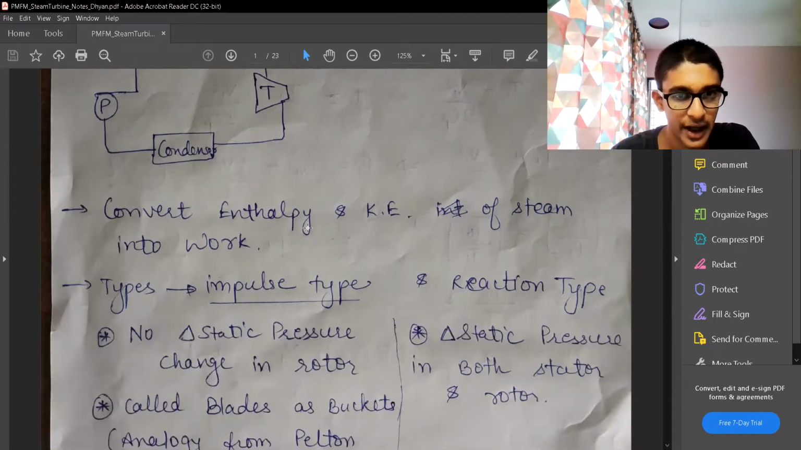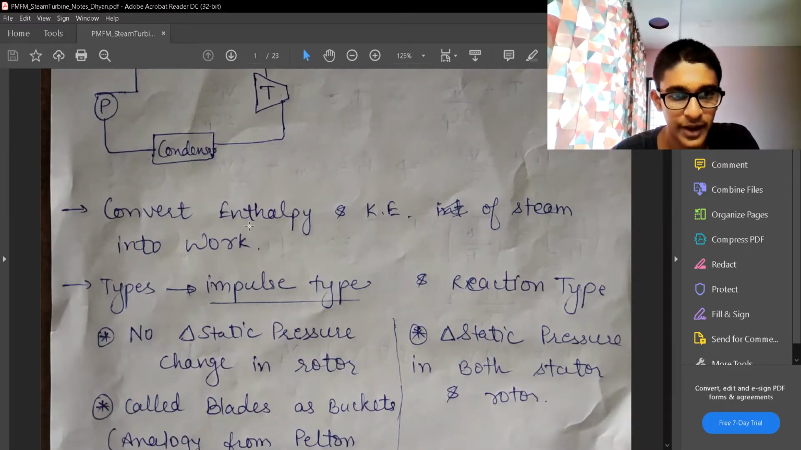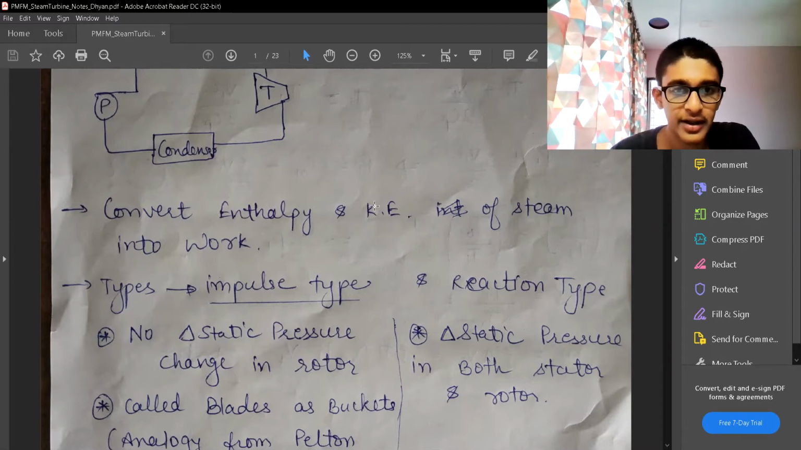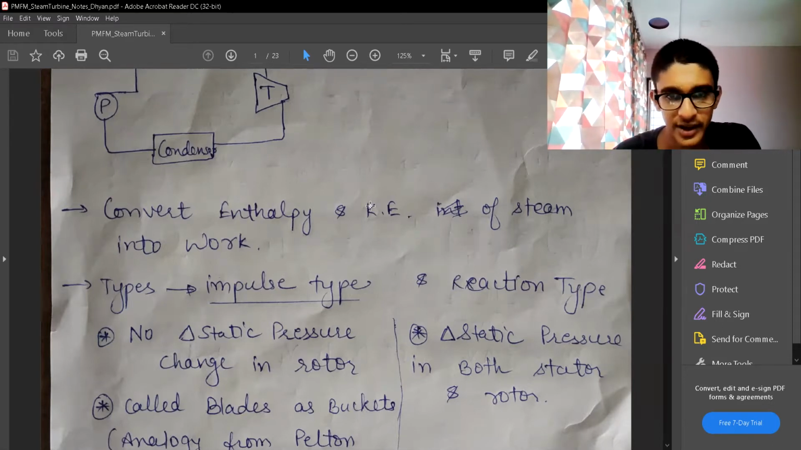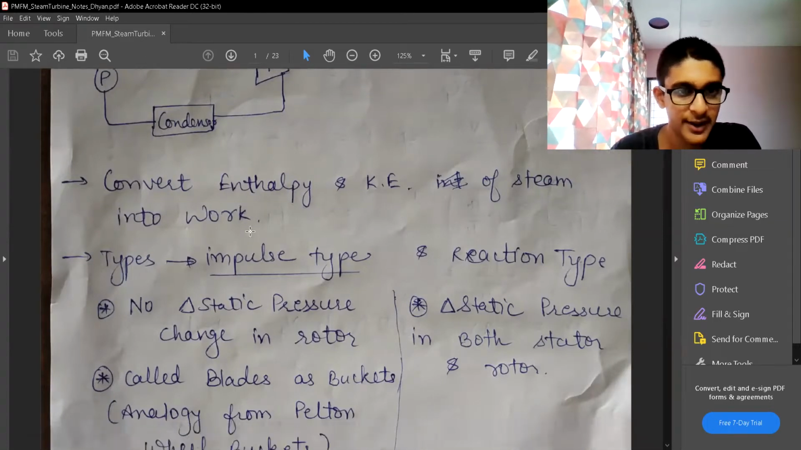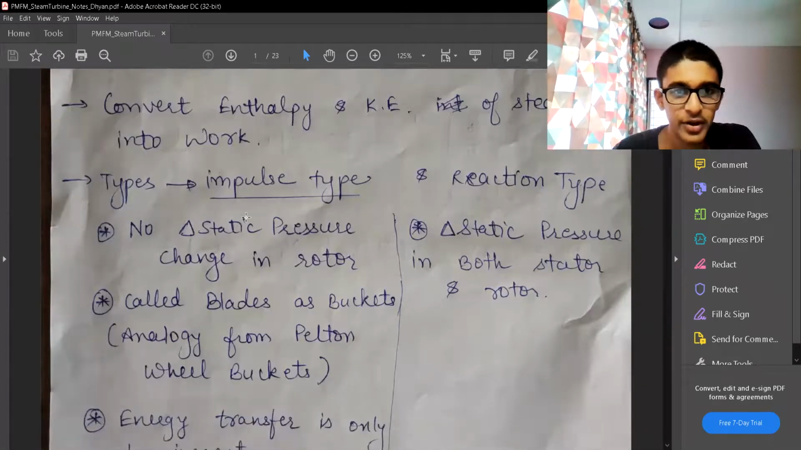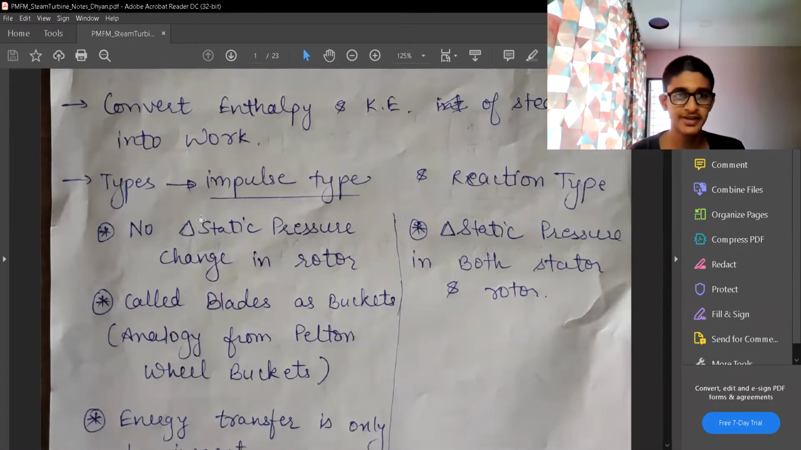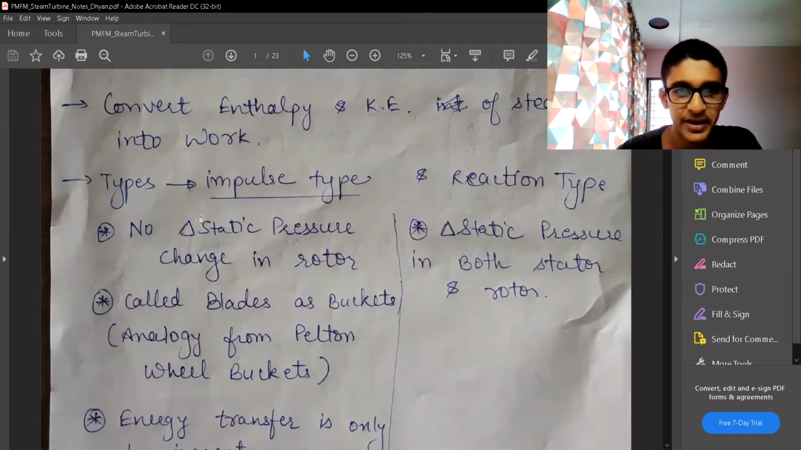So what are we doing? We are converting enthalpy and kinetic energy of steam into work. Enthalpy means high temperature and kinetic energy means high speed, the dynamic head which we have seen, of steam. Work means mechanical output as of now. So there can be two types of turbines. Any fluid machines can be differentiated into two types: impulse type and reaction type.